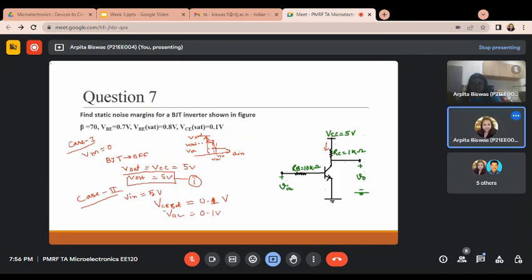So up to this, do you have any doubt? This is question 2. So what we are getting, we are mentioning. Just a minute. First we got V output high equal to 5 volt and V output low equal to 0.1 volt. These two things.